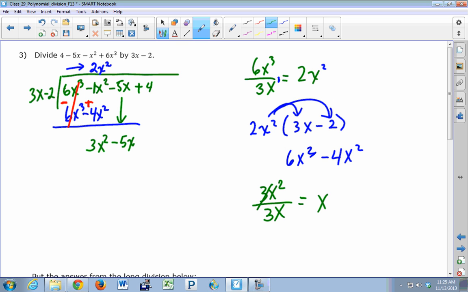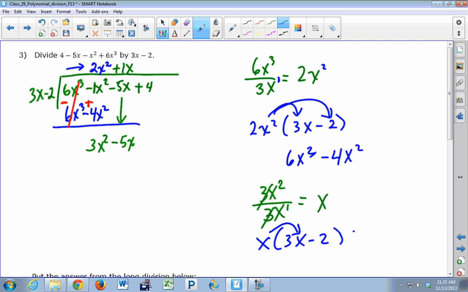X, because 3 divided by 3 is 1. X squared divided by x is x. So I have 1x, and I put that right above its correct term, the like term in the dividend, which is negative 5x. And now I do my distributive property again, and I get x times 3x minus 2.